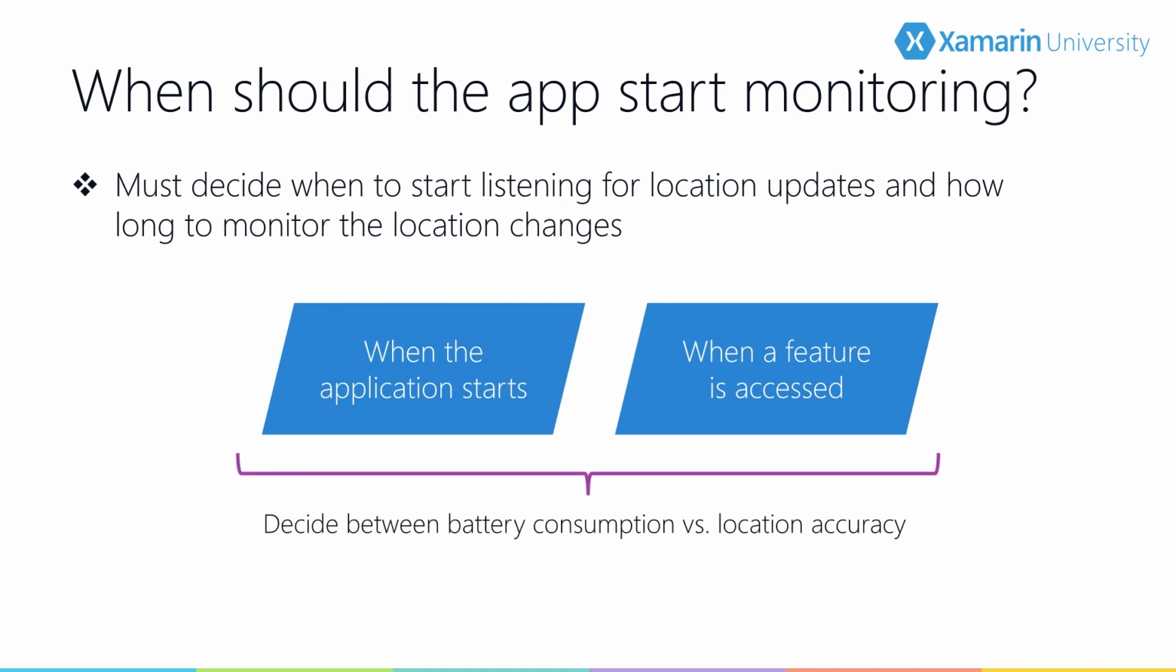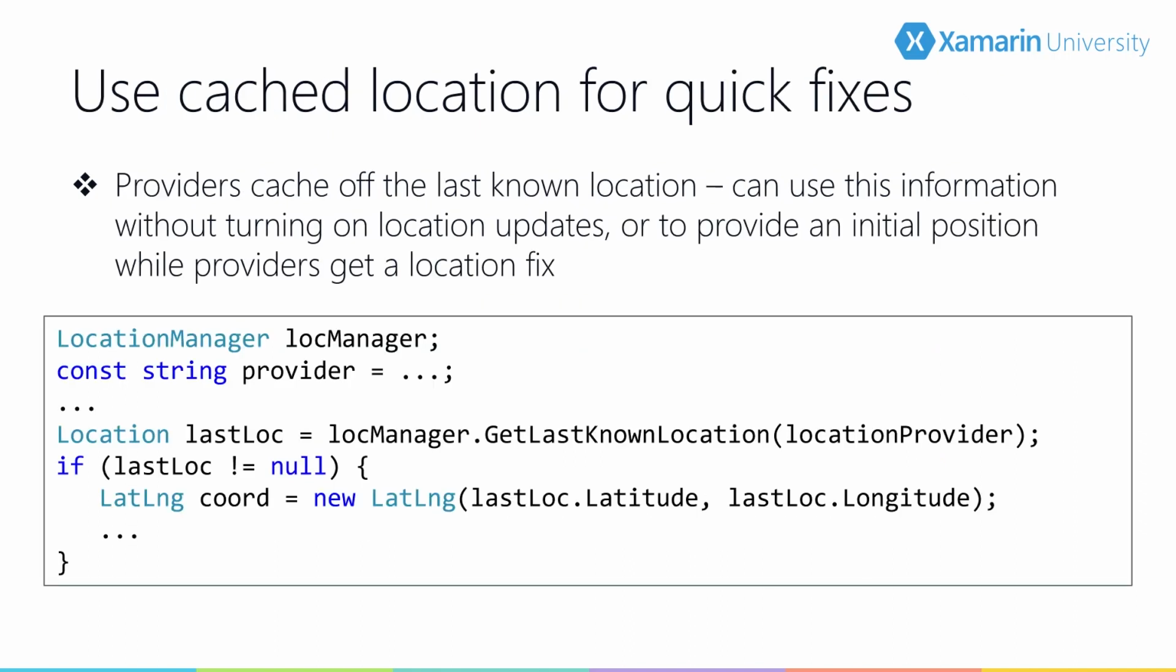Another thing to consider is, when do you need location data? In some cases, you might not need to know the device location until certain features have been activated or a screen is navigated to. In that case, you can defer turning on location services until that point is reached. If you don't care about accuracy, you just want a quick location position, or you need an immediate initial location to start with, you can query each provider for the last known location.